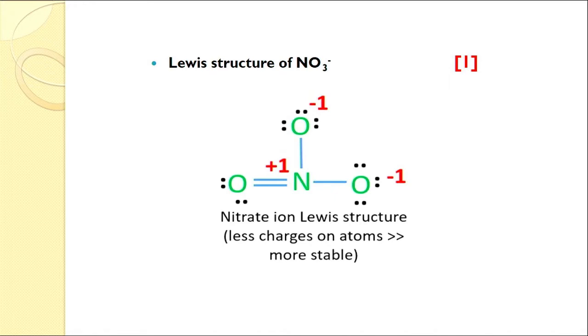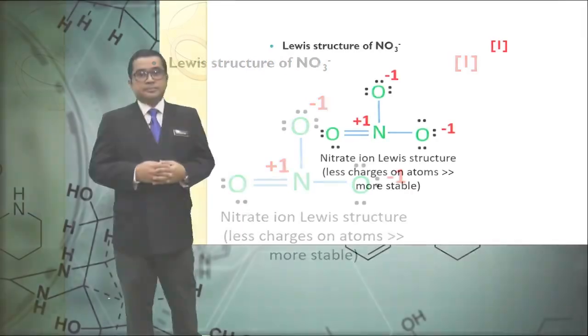Make sure that you calculate the formal charge between all atoms, for example for N and for oxygen. Make sure that you put the positive charge on nitrogen, meanwhile the negative charge on the single oxygen atom. So this is the most stable structure of nitrate ion. Next.